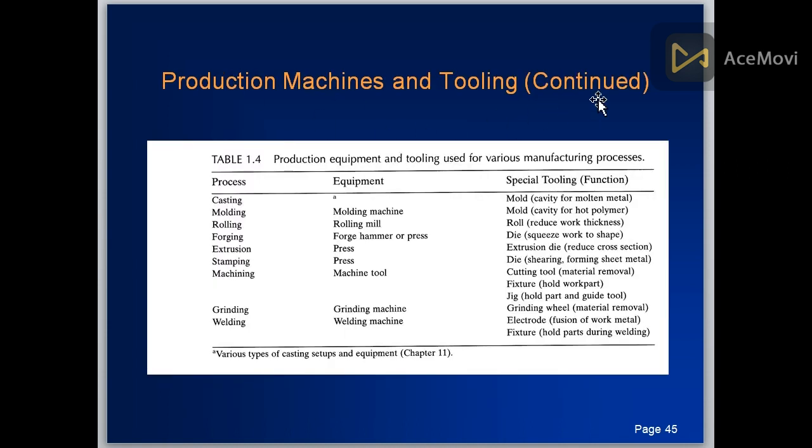These are the production machines and tooling used for various manufacturing processes. In casting, a molding machine; rolling mill, forging hammer, extrusion press, stamping press, machine tools for machining, grinding machine, and welding machine. These are the processes.